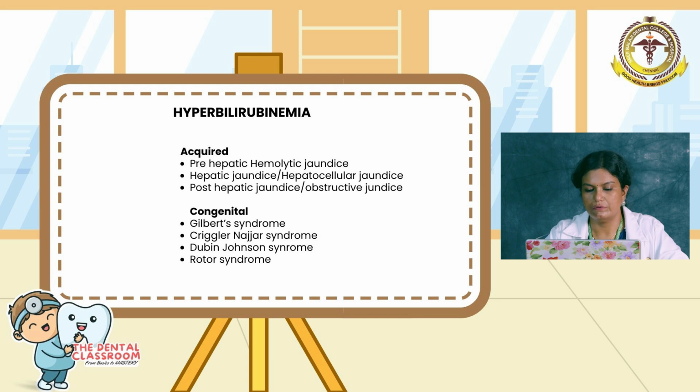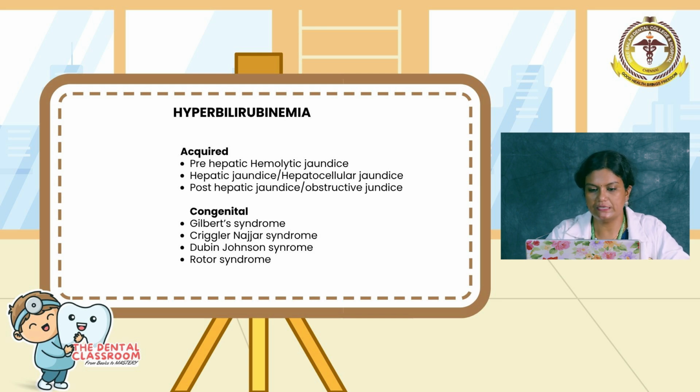So, hyperbilirubinemia broadly is classified into two types, acquired and congenital. Acquired is something which an individual gets during the course of his lifetime due to an infection or injury, and congenital is something which is inherited right from birth, mainly because of gene mutation, gene defect, which in turn affects the functioning of a protein involved in the metabolism of bile pigment.